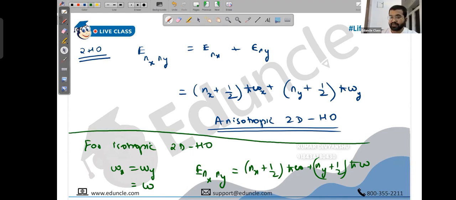So when you say isotropic, it means behavior is the same in all directions. When you say behavior, as in physical behavior, like frequency of vibration, it should be the same in all directions, x axis and y axis. So you say omega x and omega y will be equal, they become omega. Should I go to the next page?